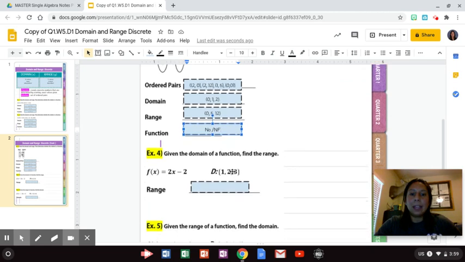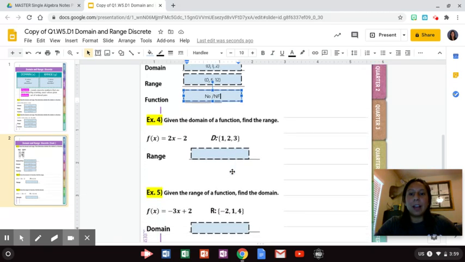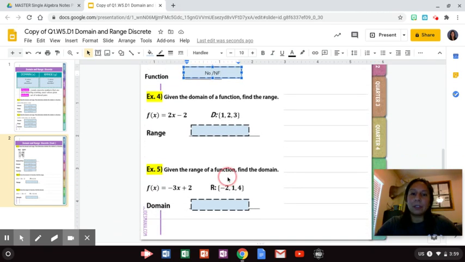Example 4, given the domain of a function, find the range. This one's a little bit different. We're going to actually have to work this one out because they are telling you that your domain, your X is 1, your X is 2, and your X is 3. What would you get for the range?